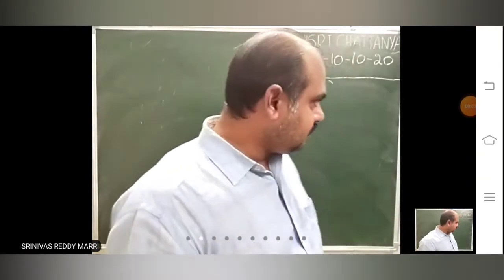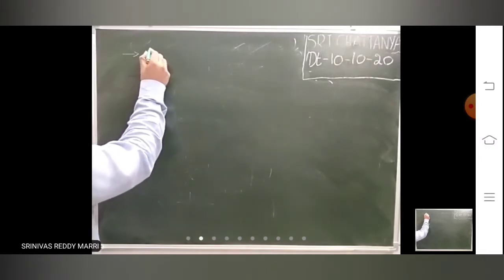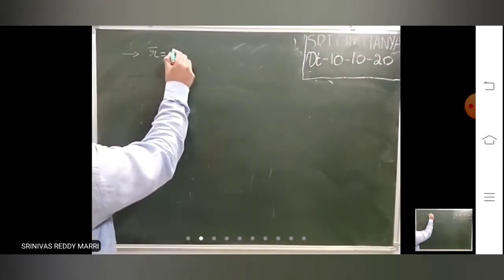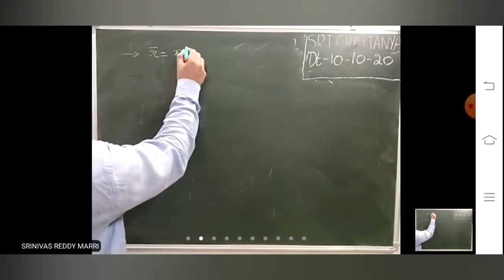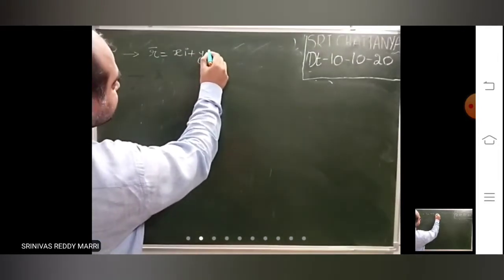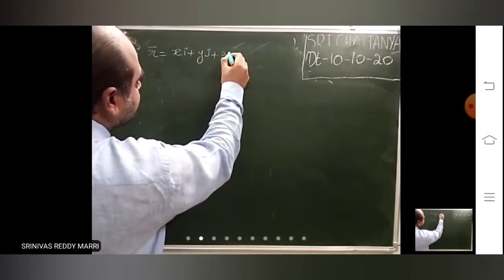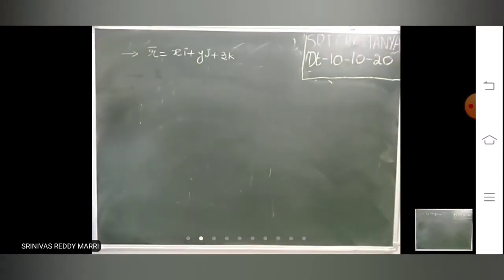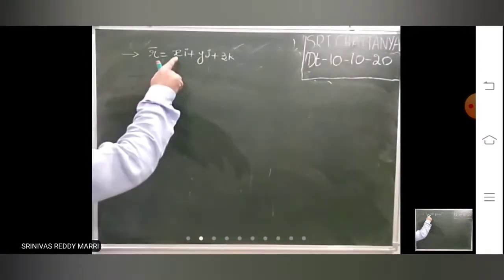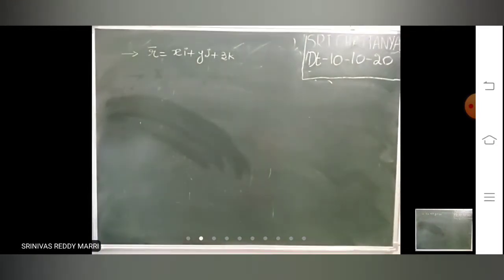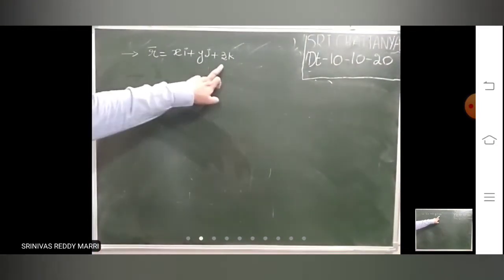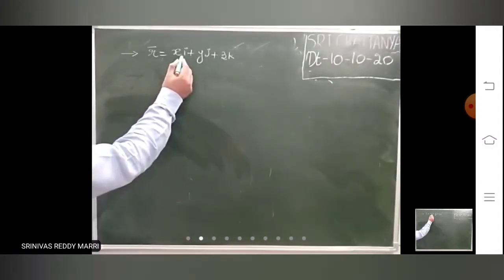Look at any vector in space. r bar is nothing but xi plus yj plus zk. Any vector in space will be like this. So, x, y, z are scalar components.